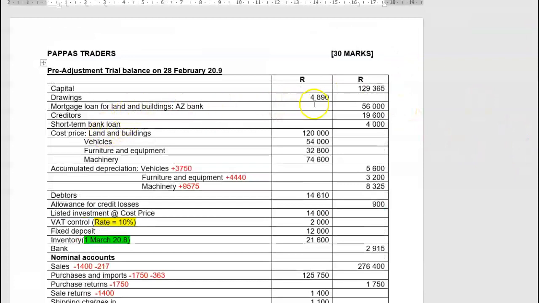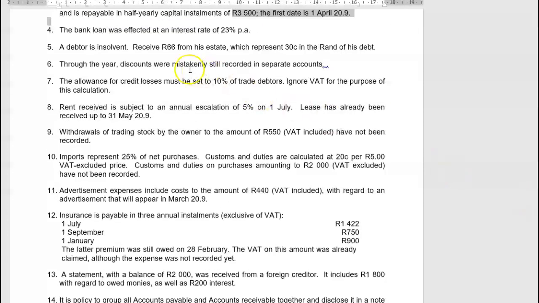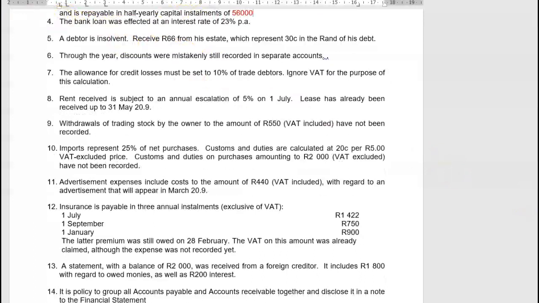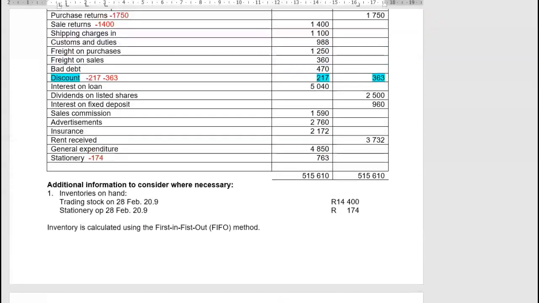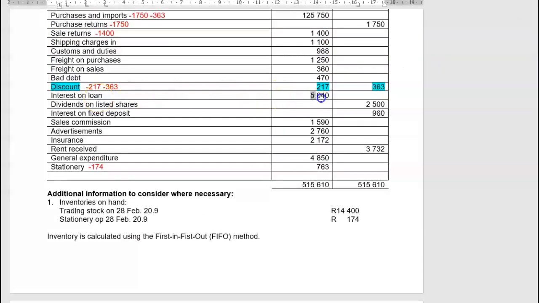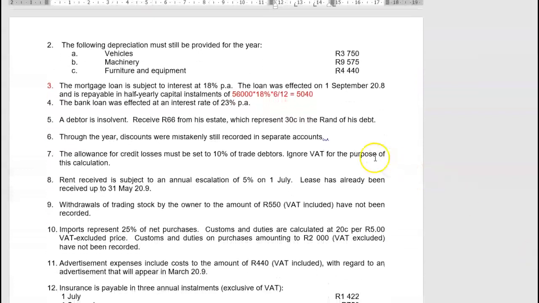Now, our mortgage loan was for an amount of 56,000 Rand. We're going to multiply that by the interest rate of 18%, and again by the period that this loan was outstanding, which equals 6 months. After we've done that, we should have had interest in our books of 5,040. If you go to our income statement, you will see that we have interest on loan of 5,040. So that interest was fully provided for, and we don't have to pass any adjustment entries.